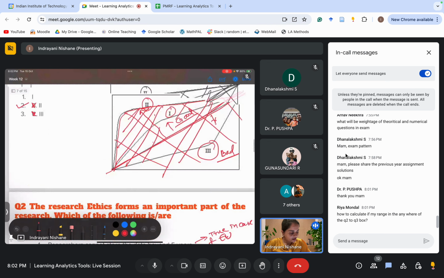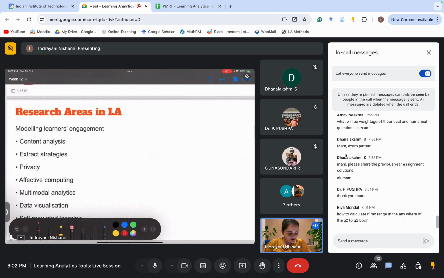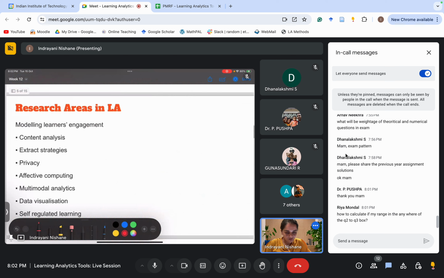So if there are any suggestions for the revision class next week, apart from week 5, 6 and 7 numericals, we will focus on week 5, 6 and 7 numericals next week. Those of you who have doubts or want to redo the numericals, then we can do it next week for week 5, 6 and 7.